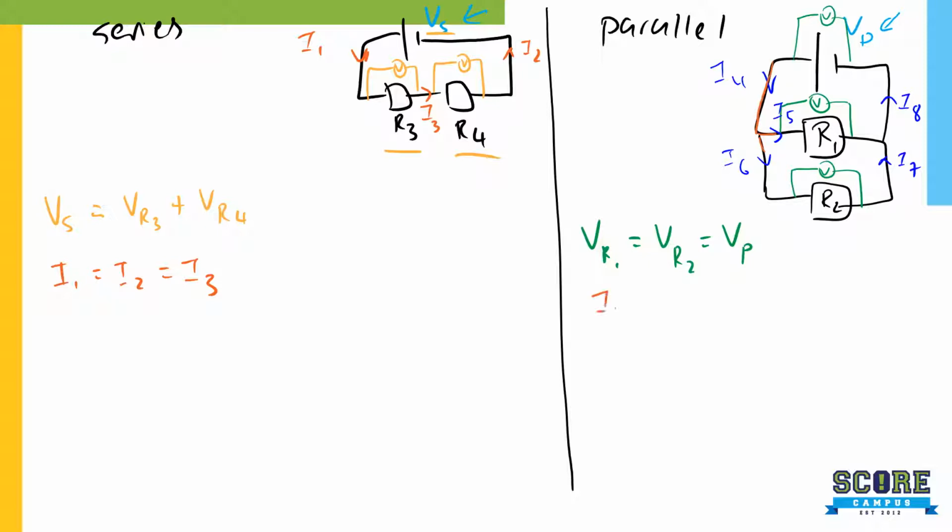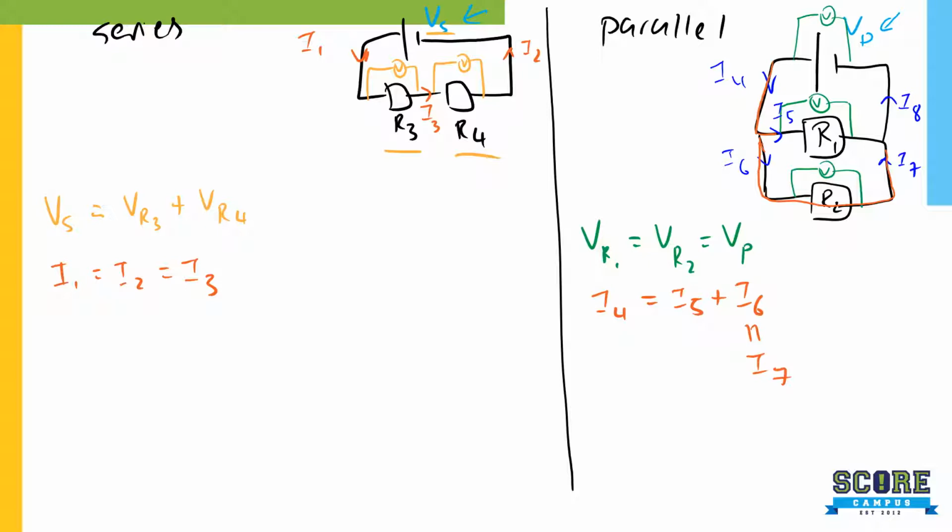So I4 is equals to I5 plus I6. Yeah? Because the current splits up, so it will be equal. And you will also realize that I6 is equals to I7. Why? Because 6 and 7 is a series. From here to here, there's only one flow, right? So it's the same. The current will be the same.